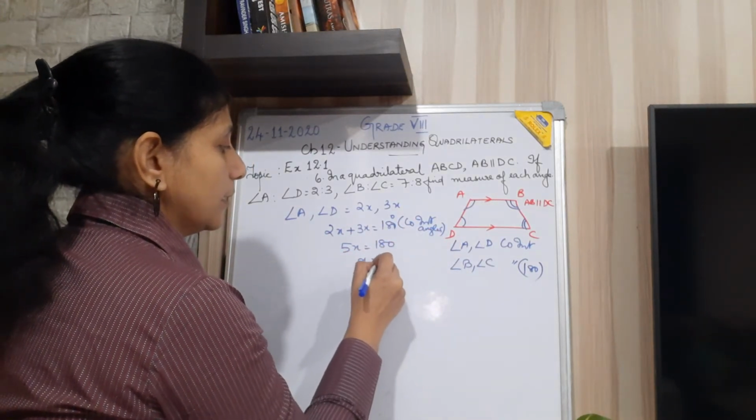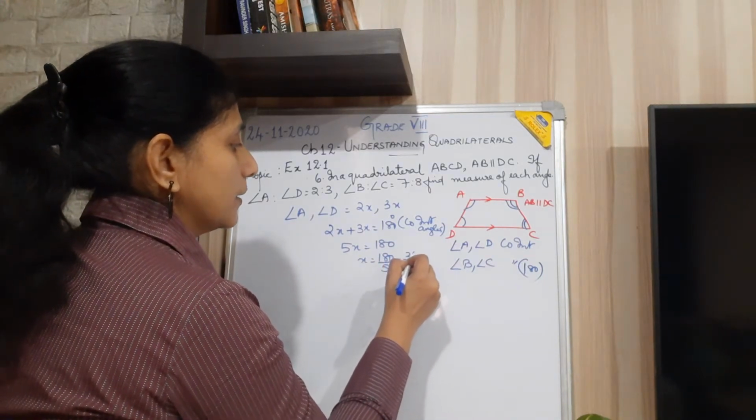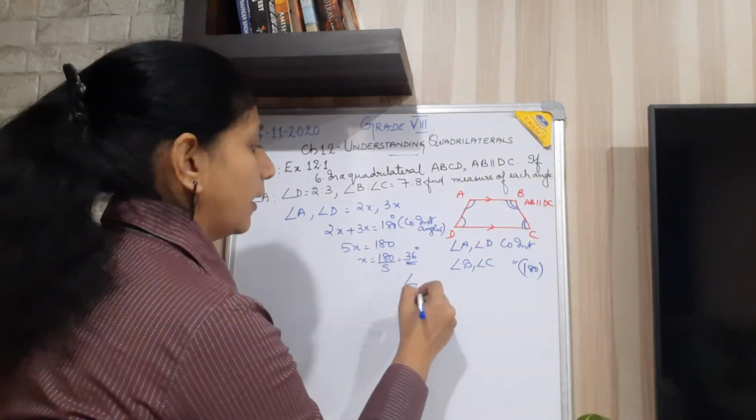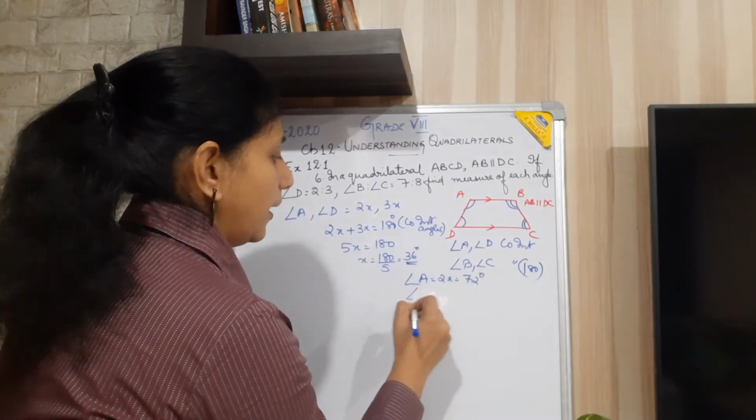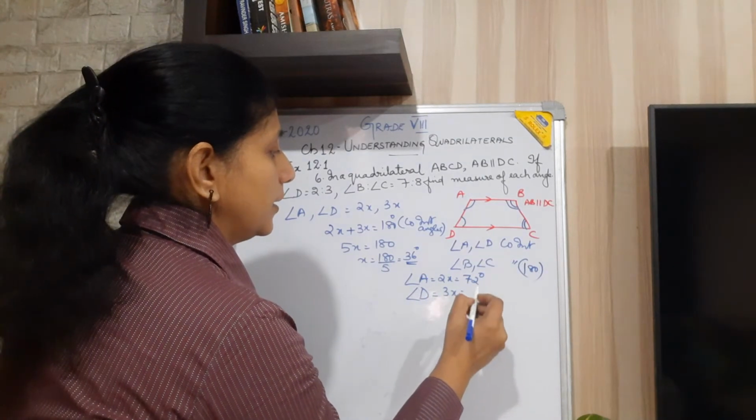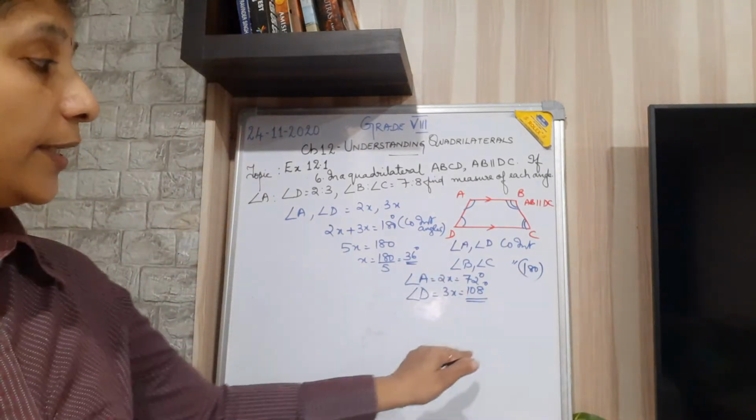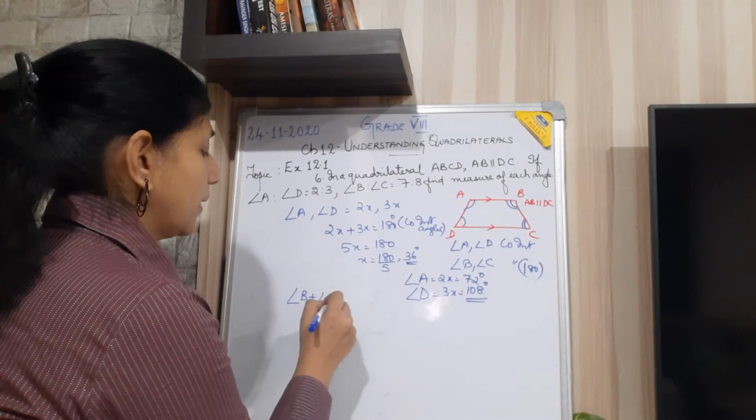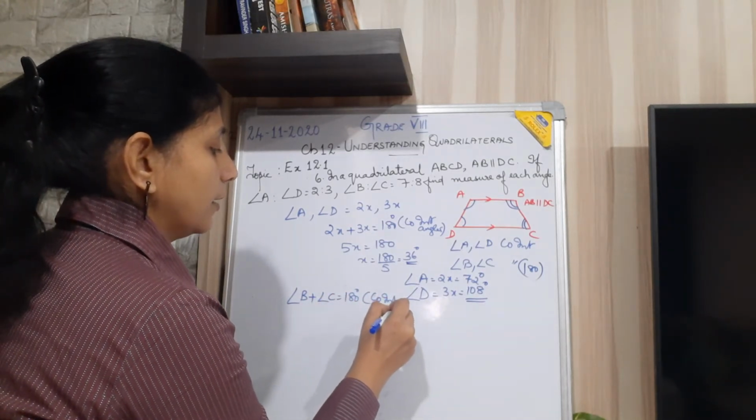So what about x? That is 180 upon 5, that is 36 degrees. Now you got 36. So angle A equals 2x, that is 72 degrees, and angle D equals 3x, that is 108 degrees. So when they add up, you get 180 degrees. Now what about angle B? Angle B plus angle C is equal to 180 degrees. Again the reason is co-interior angles.